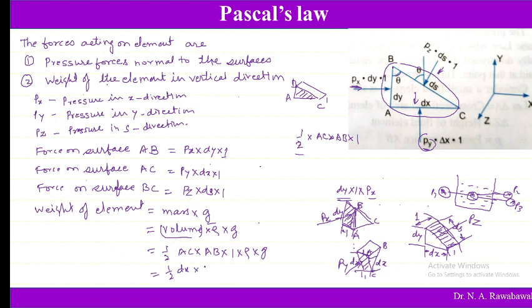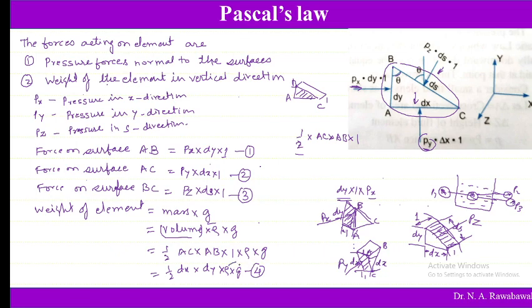Distance AB means dy into rho into g. So we write this as equation number 1, we write this as equation number 2, we write this as equation number 3, and this we call as equation number 4. So now we have 4 equations where rho is density of fluid.